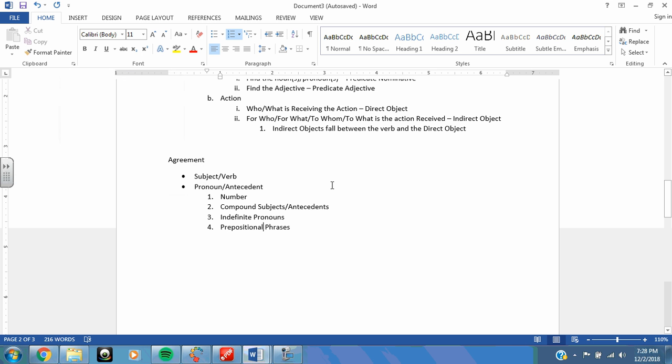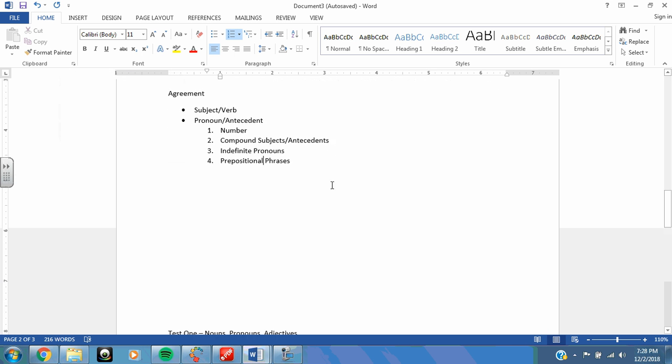But finally, the last test you guys took was over agreement. So subject-verb agreement and pronoun antecedent agreement, kind of things that you have to worry about there is that they have to agree in number, and for pronoun and antecedent, they have to agree in gender. Things you have to look out for: compound subjects in antecedents, indefinite pronouns, prepositional phrases. So those are all things that you have to look out for.